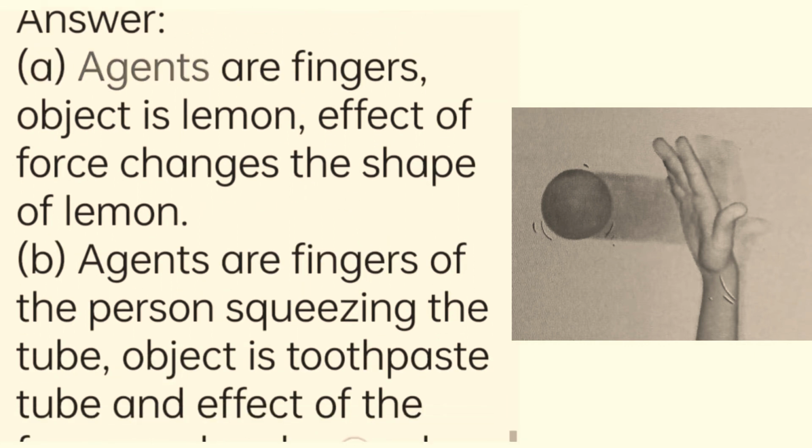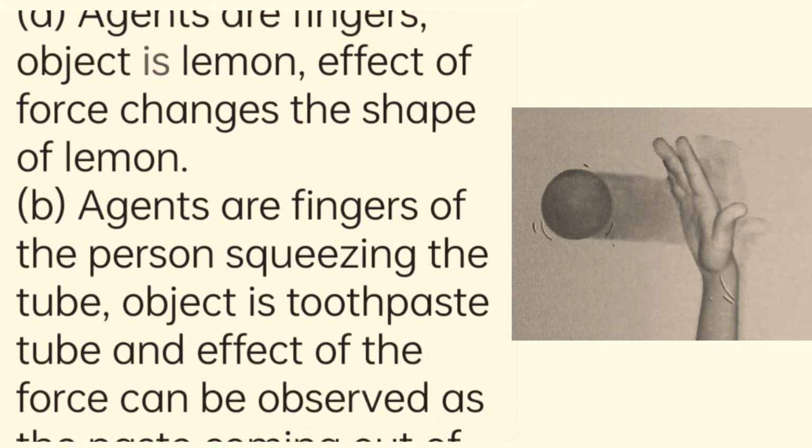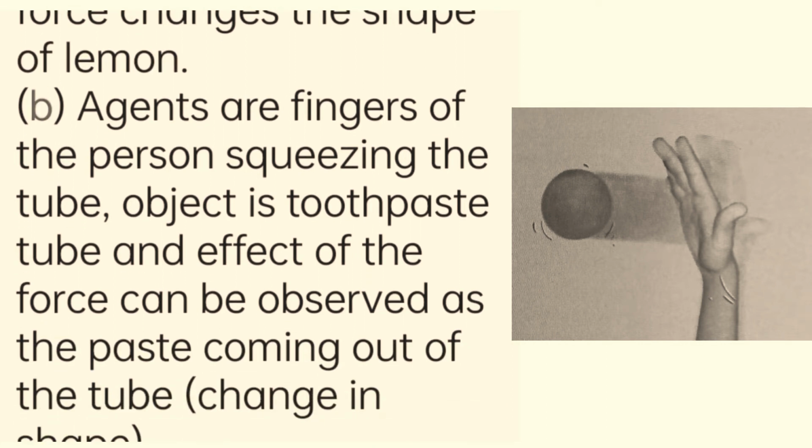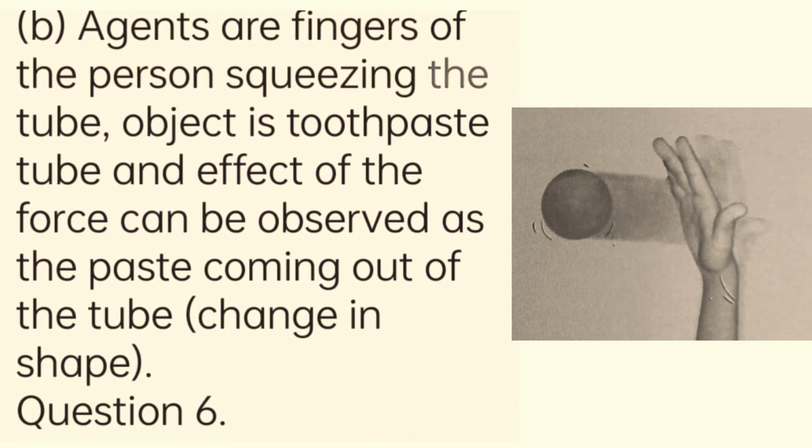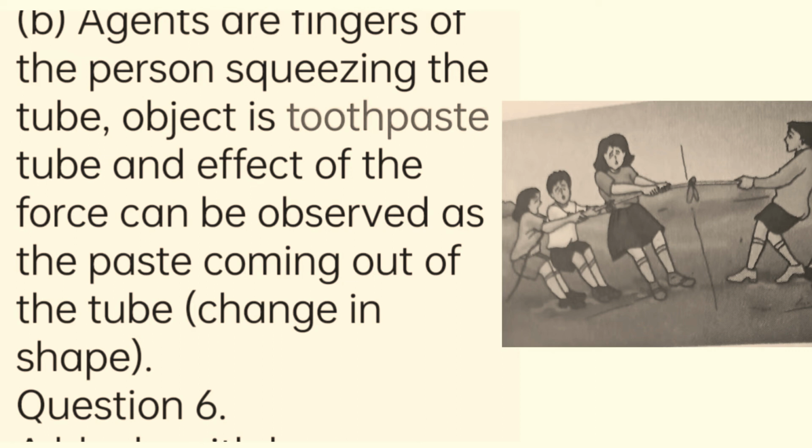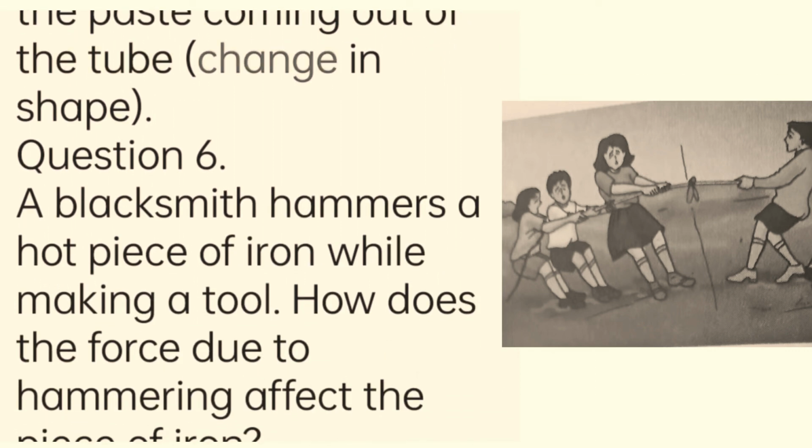Answer. A. Agents are fingers. Object is the lemon. Effect of force: it changes the shape of the lemon. B. Agents are the fingers of the person squeezing the tube. Object is the toothpaste tube, and the effect of the force can be observed as the paste coming out of the tube and a change in shape.